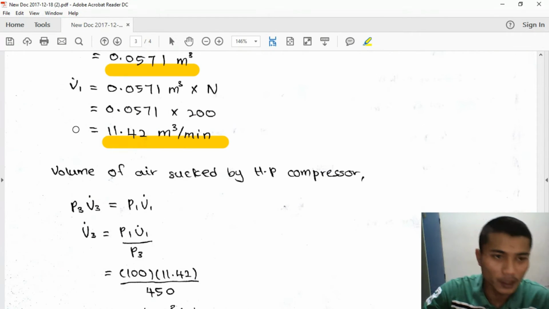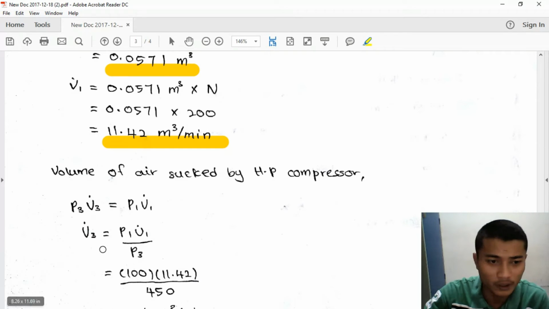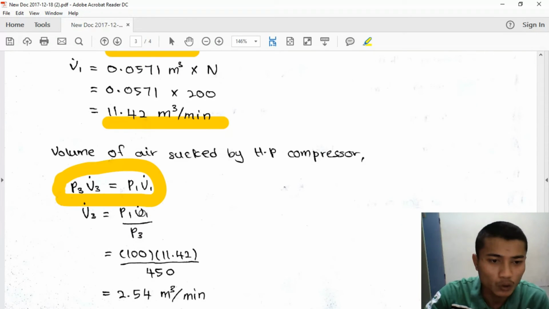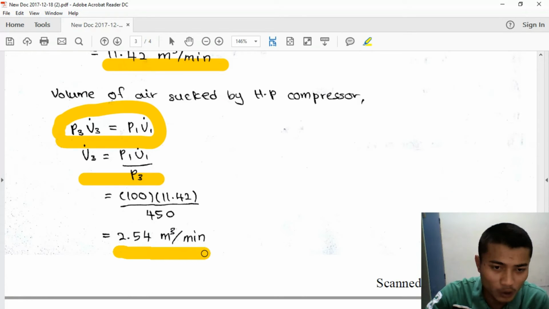From the volume flow rate 1, we can get the volume flow rate 3. To find the volume flow rate 3, we use this formula: pressure 3 times volume flow rate 3 equals pressure 1 times volume flow rate 1. Using this formula, we get the volume flow rate 3 as 2.54 meter cubed per minute.